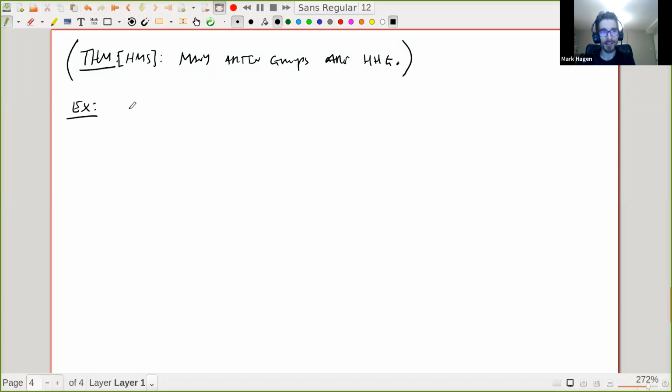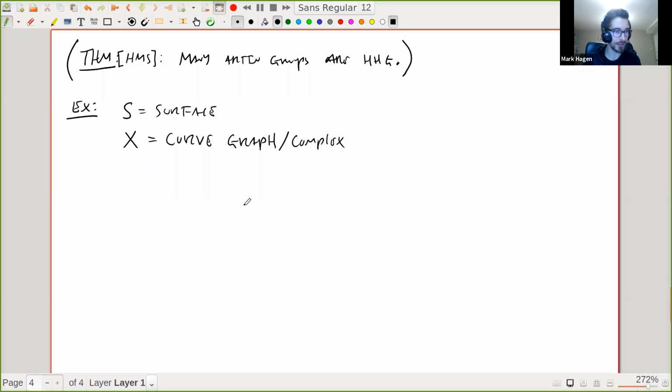So there's a surface. My X is going to be the curve graph. So the curve graph has a vertex for each isotopy class of simple closed curves on S, and edges in the curve graph correspond to disjointness. And I want a simplicial complex, not a graph. So you can take the flag complex on the curve graph to get a simplicial complex.